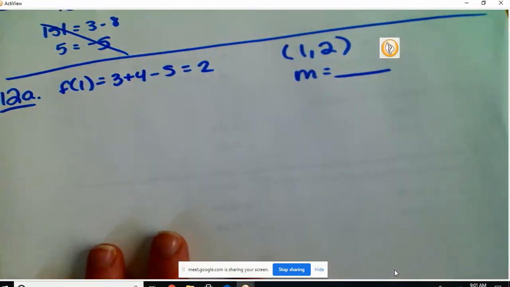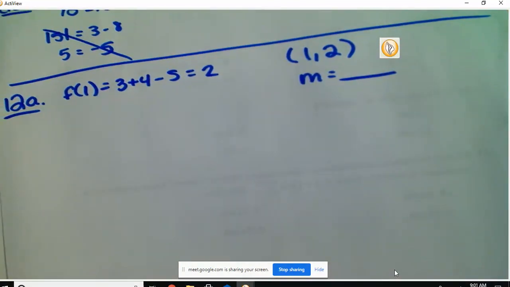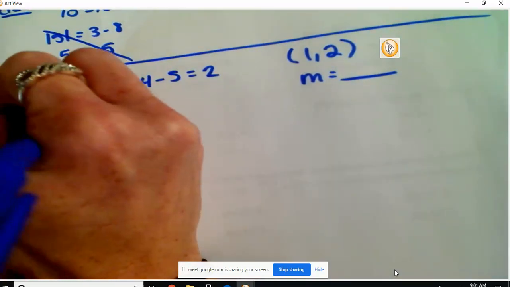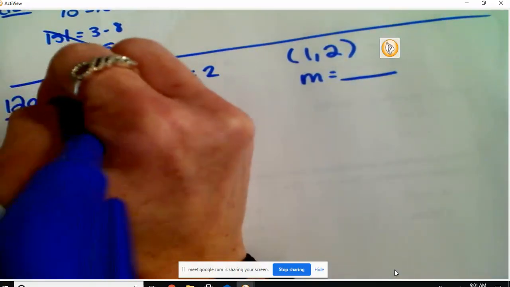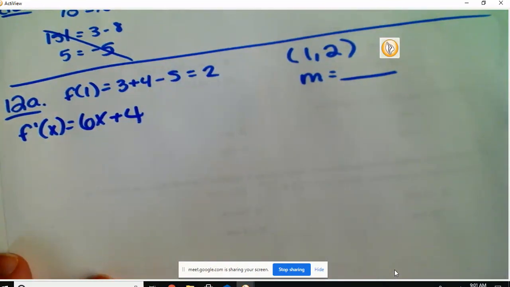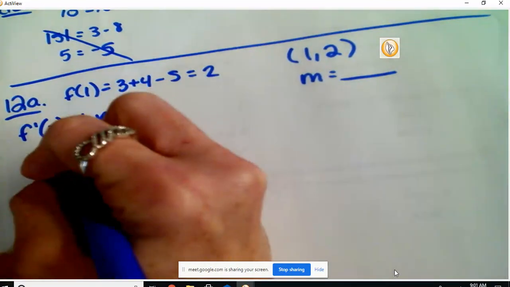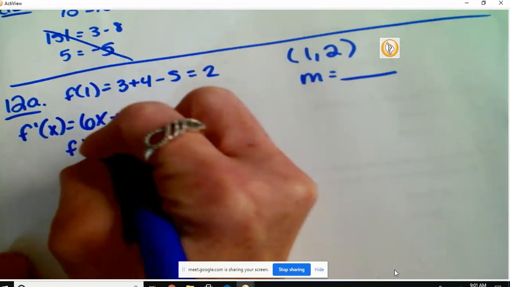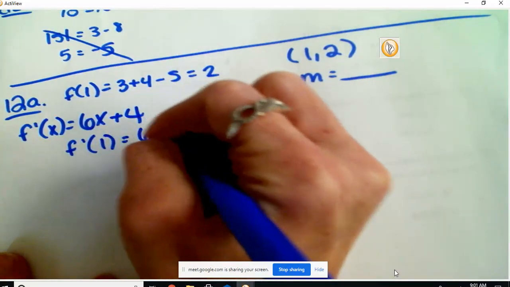Now we need a slope. Slope of the tangent line comes from the derivative. So if we do our derivative, this is just a polynomial, so nice pretty derivative. We get 6x plus 4. Then what do I need to do with that? Plug in the 1. I need my derivative when x is 1. So I get 6 plus 4, which is 10.